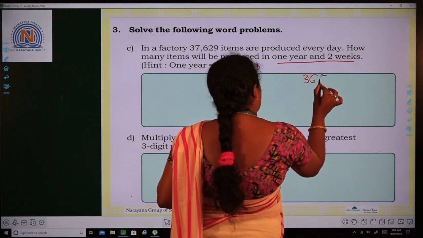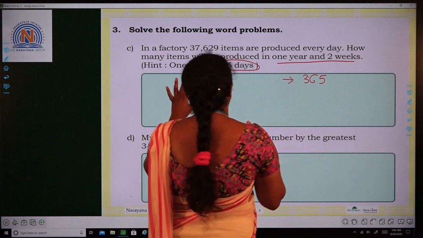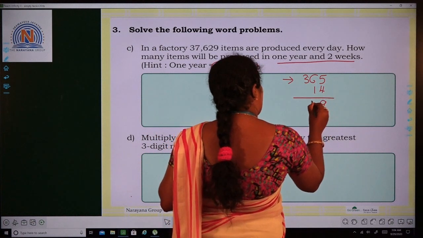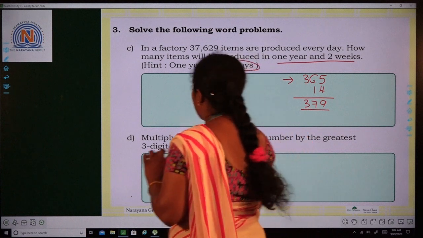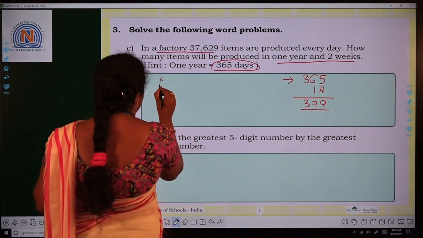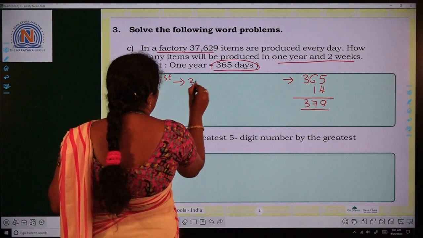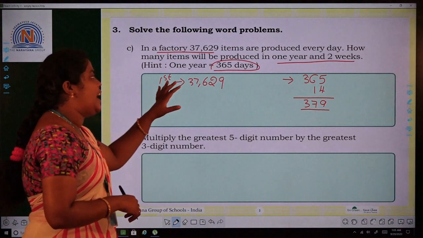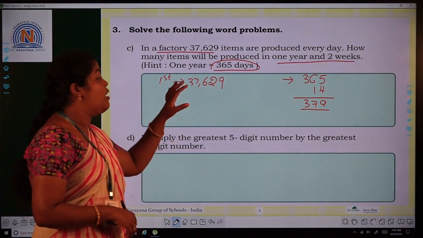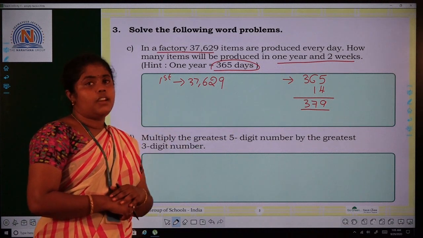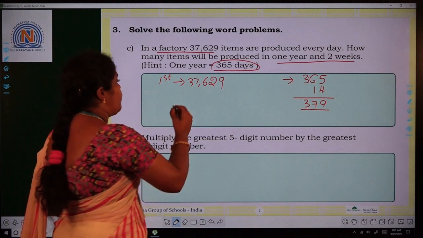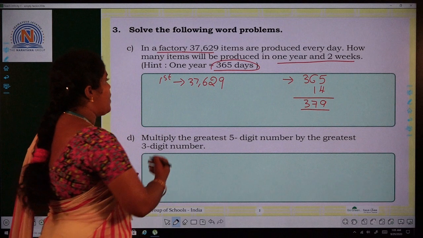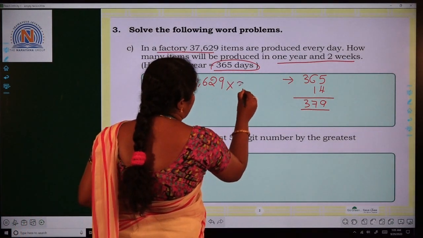Total days are 365 days for 1 year and 14 days for 2 weeks. The total is 379 days. In 1 day, the factory produced 37,629 items. So we have to do one thing. We are doing addition of the 37,629, how many times? 379 times. But it is a lengthy process. We know very well, if you are doing the addition of the same number, it is nothing but multiplication. So we have to multiply with the 379.